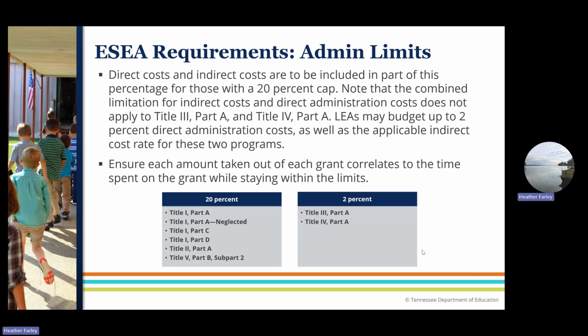Do note, I want to take a reminder, this page shows all the requirements with the 20% column from Title I all the way down to Title V. That 20%, whether you're taking direct or Con Admin, you also have to include your indirect cost within that 20% cap. However, with your Title III and Title IV, you have 2% of direct or Con Admin cost, and then you can take the rest of the indirect cost.